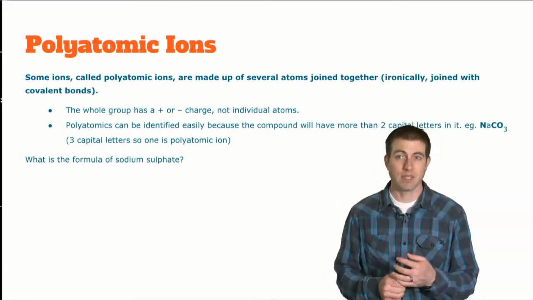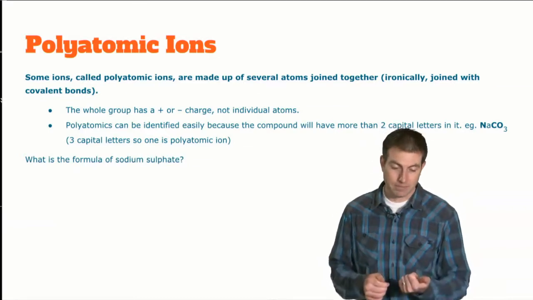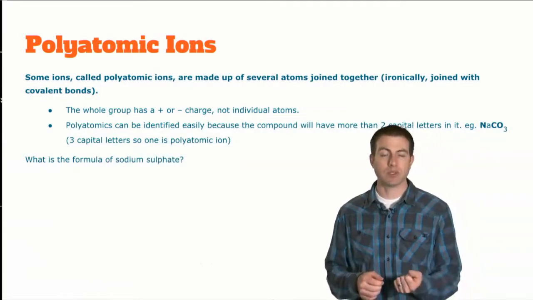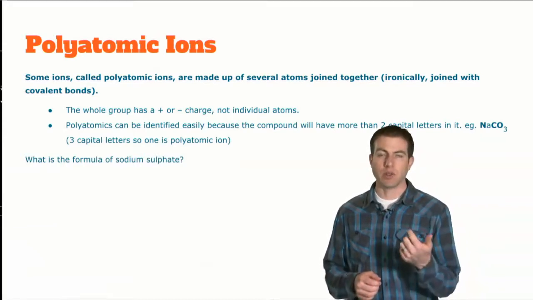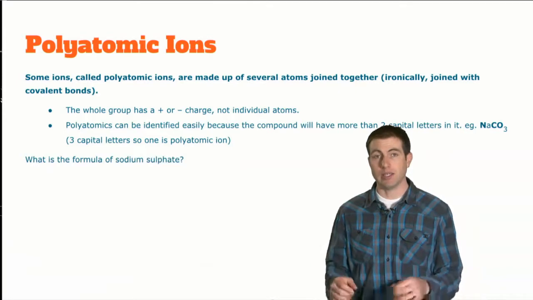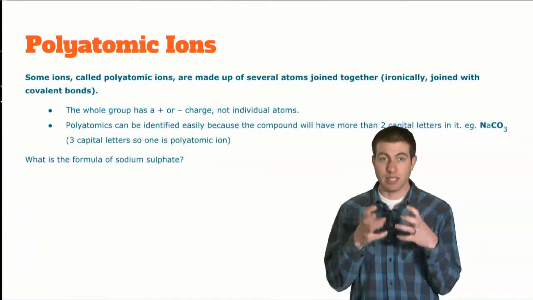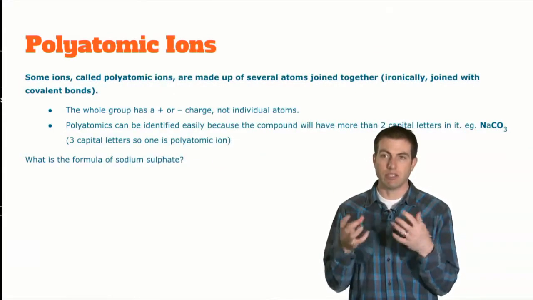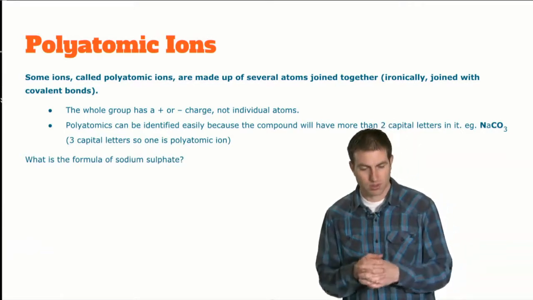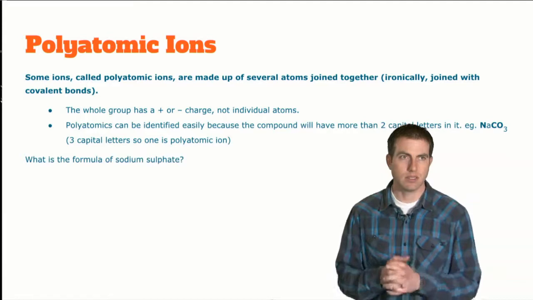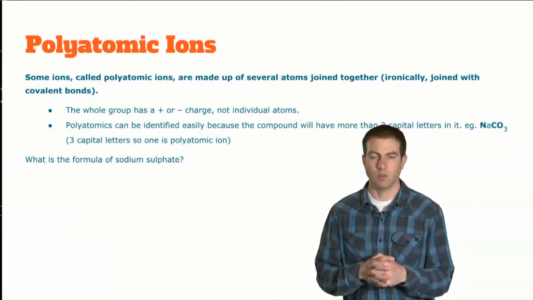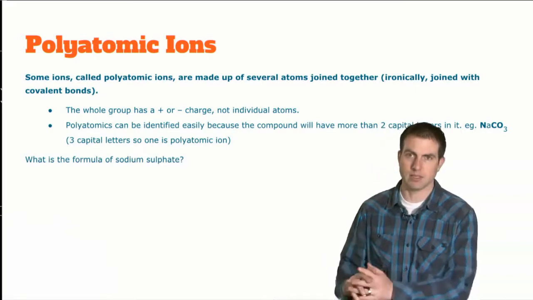Poly means many. Atoms is atomic, so many atoms. And then ion is something with a charge. So a polyatomic ion is many atoms together that have a charge. What do you think? Could we handle that? Makes sense? Maybe a little bit? Well, when you put it that way, yes, it makes sense.